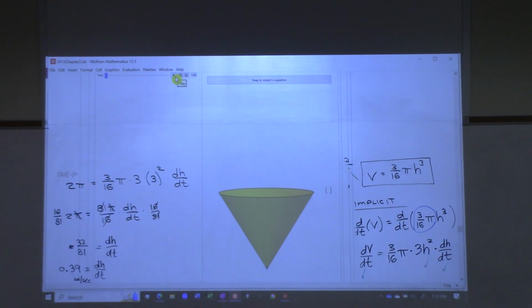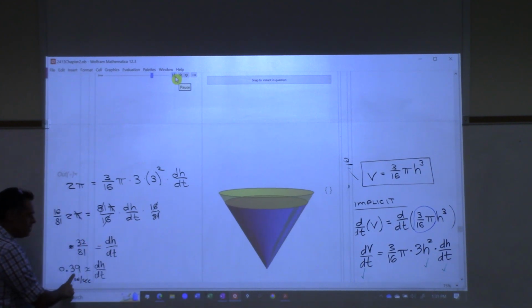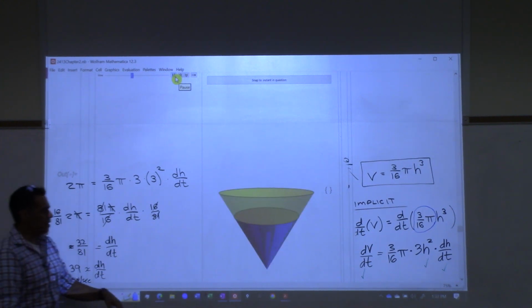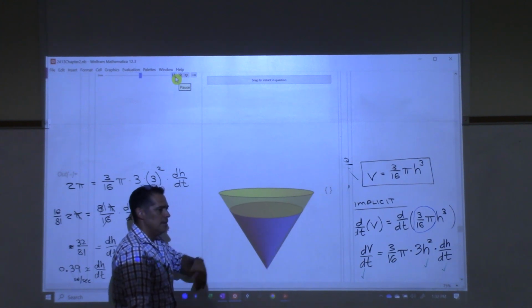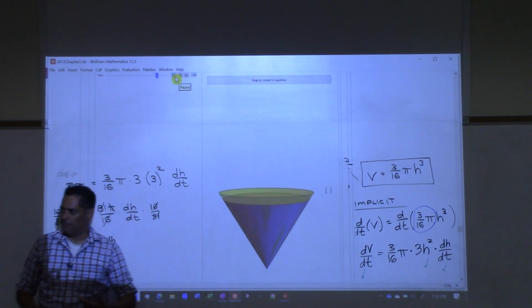So for a problem like this, here I'm pouring water in. See how in the beginning it was kind of fast? And then the more time goes on, it's taking longer for it to come up. So at the exact moment that it's 3 inches, whenever that was, I can tell you how fast it was coming up. It was coming up at 0.39 inches per second. Remember that at any other point in time, it's going to have a different speed. If you ask how about when it's 2 inches high, you'll have a different answer. If you say when it's 3.8 inches high, you're going to have a different answer.